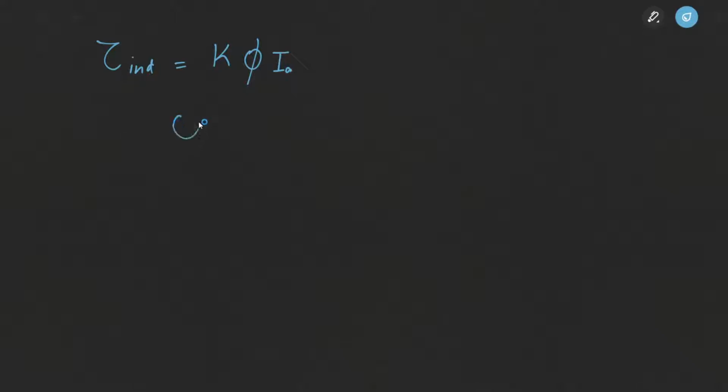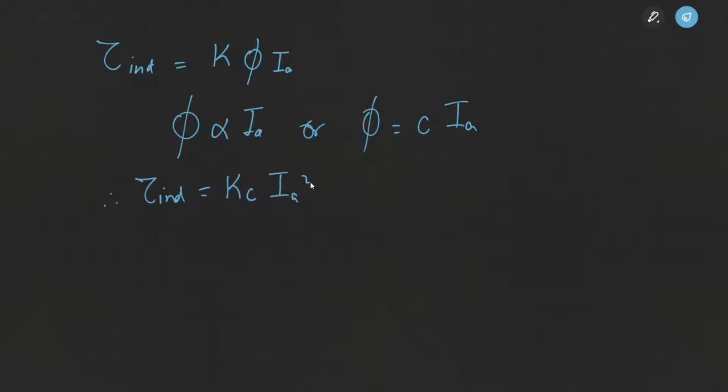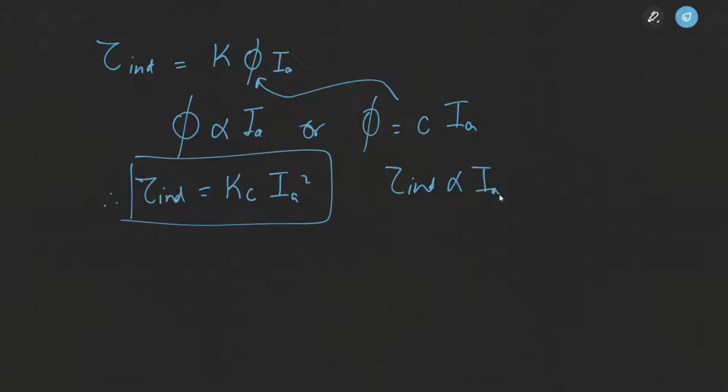We already know that torque induced in the machine is equal to K phi Ia. Now what we are saying is phi is proportional to Ia, or we can write this as phi is equal to C Ia, where C is a constant of proportionality. Therefore, torque induced is equal to K C Ia squared. So once you substitute phi here, you see that torque induced in the DC series motor is proportional to the square of the armature current.